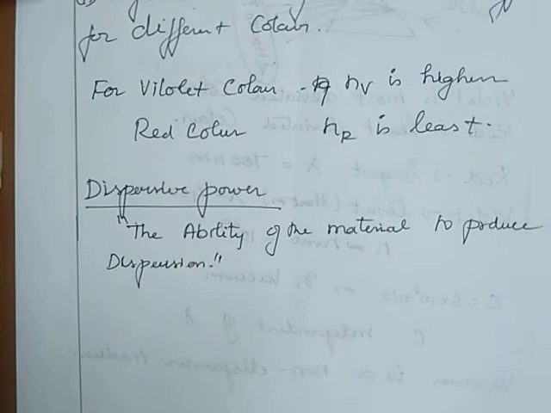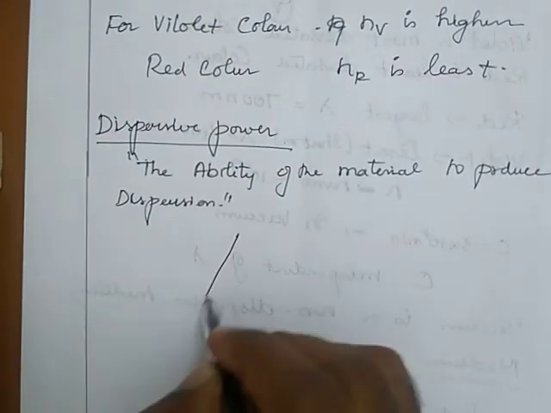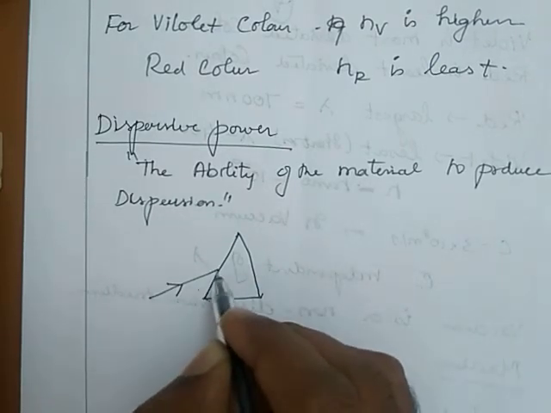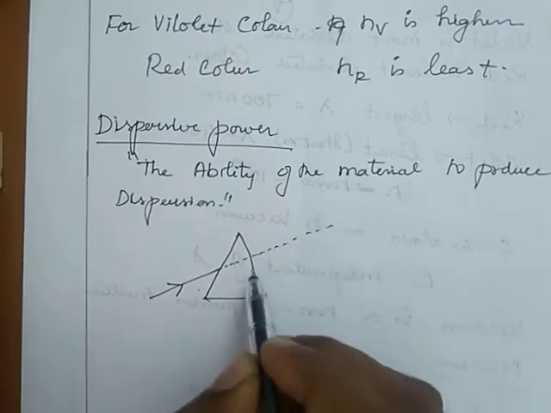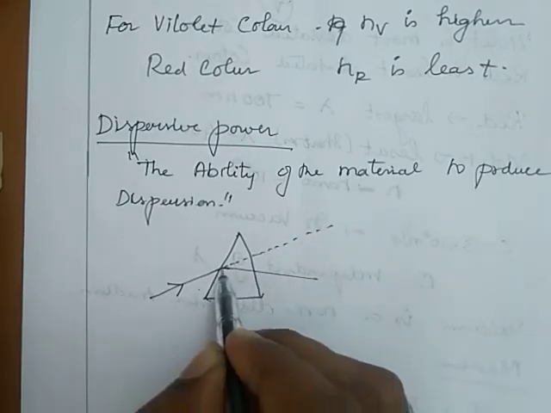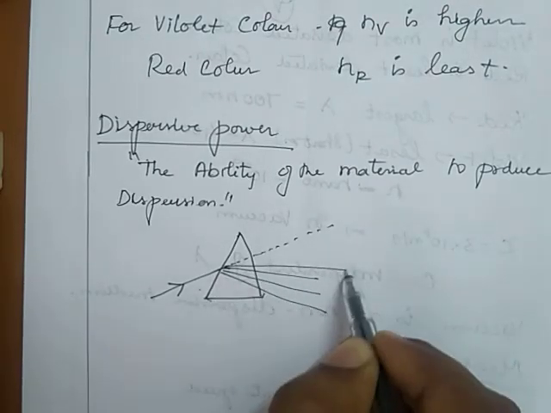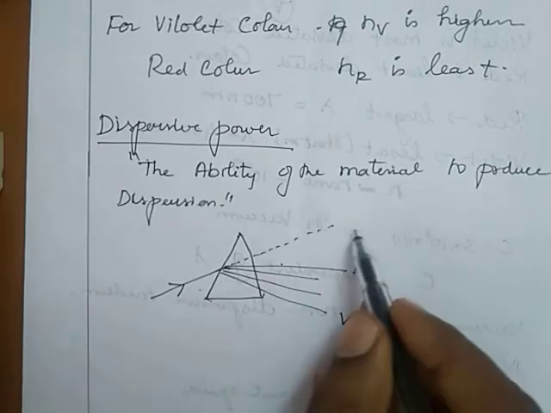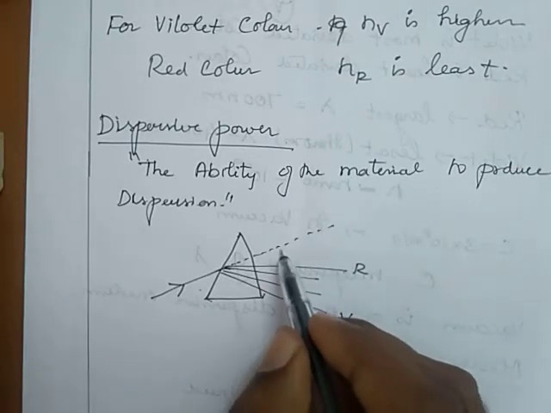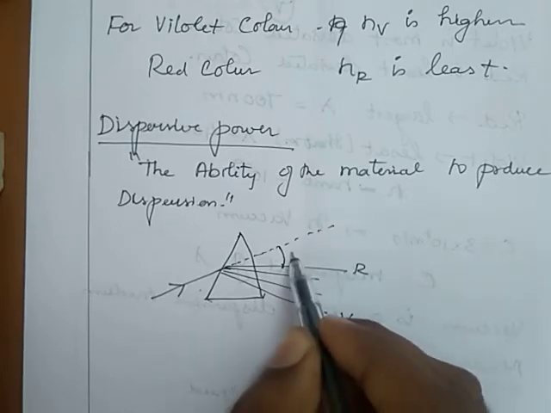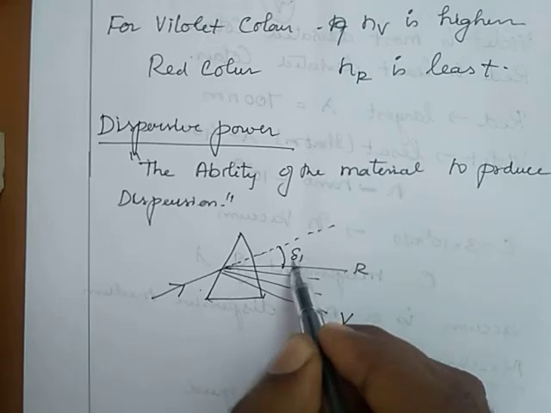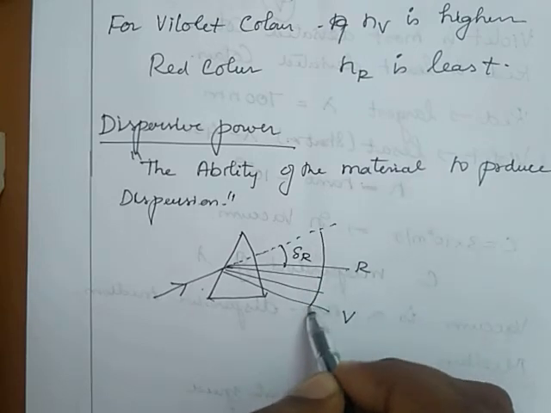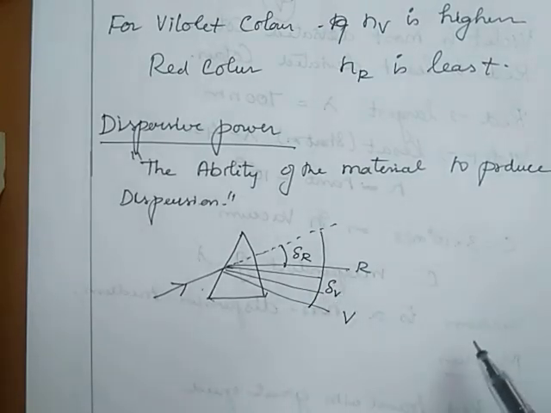Here, first of all I consider a prism, and a ray of white light that falls on the prism. It is an extended incident ray. Refraction takes place like that. Here it is red, it is violet. Then the angle between the incident ray and the deviated light ray is known as the angle of deviation. It is the deviated angle for red light, so it is considered as delta R.